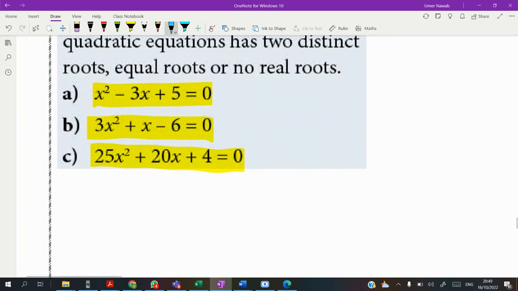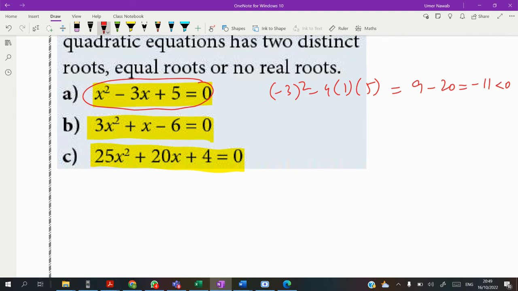Now in this case, I'm trying to find b square minus 4ac, so minus 3 whole squared minus 4ac. Check it out, it is 9 minus 20 and this is minus 11, and is it less than 0? It means that the roots of this equation are not real. They are two imaginary answers.